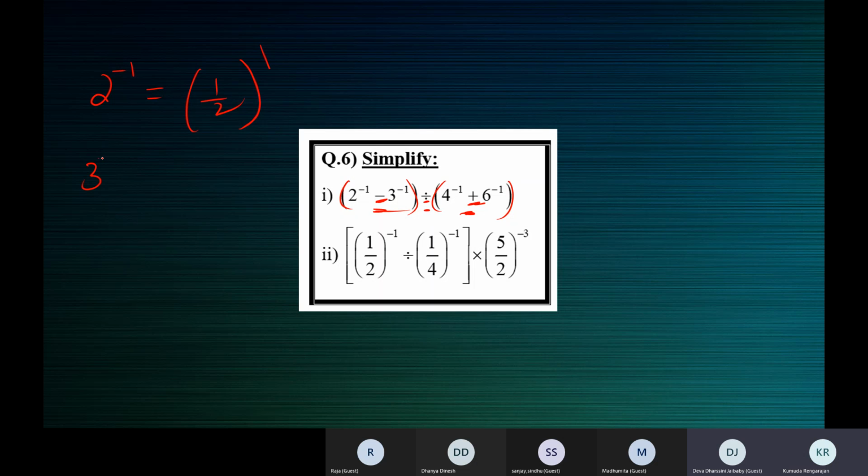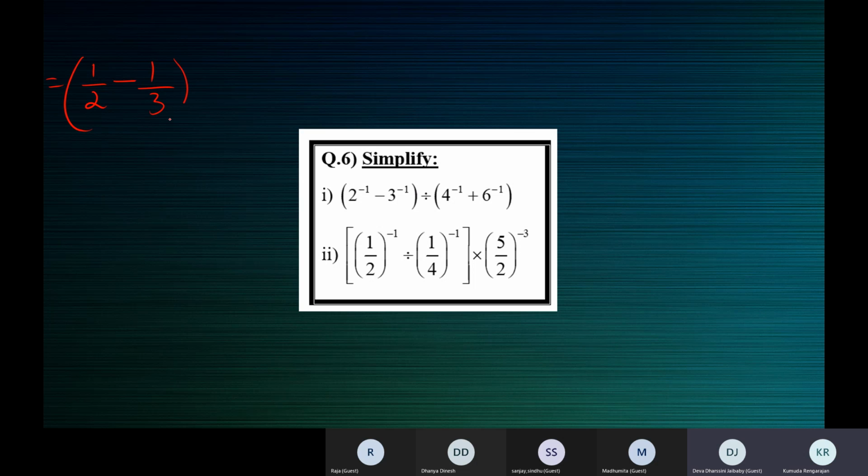Then what is 3 to the power minus 1? Reciprocal of the base. 1 by 3 to the power 1. Okay, so you understand this. So 2 to the power minus 1 is 1 by 2 minus 1 by 3, divided by 4 to the power minus 1. Reciprocal of the base. The rule is this: to write the equivalent, reciprocal of the base, negative of the power. So it will be 1 by 4.